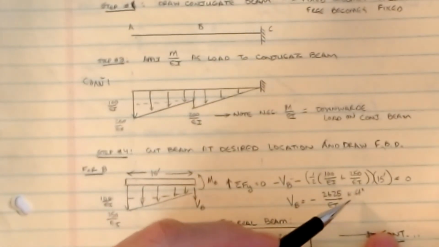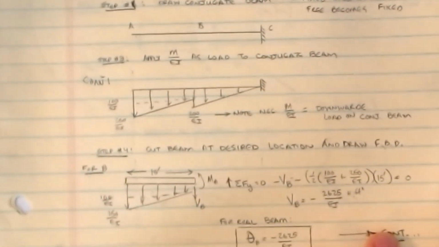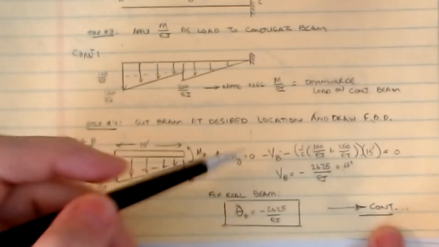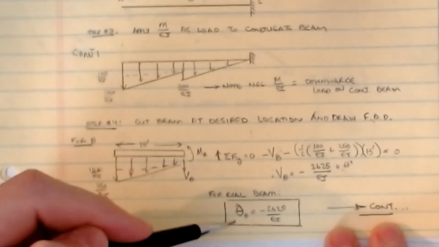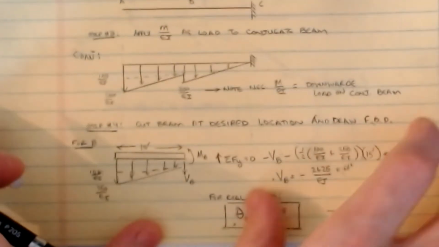Okay, so if you want to solve for actual numerical values, you'll have to convert that foot squared to inches squared in order to cancel out with what's going on down below. Okay, so then for the real beam, because the shear on the conjugate was this guy, the real slope is the same value. That's it. That's all there is to it. We can go in and do the rest of them.